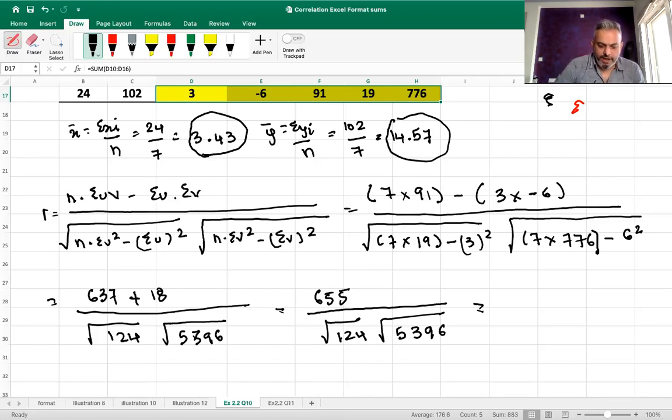Solve it. 5396 into 124, 669104, under root, divide into 655, which is equal to 0.8007. So directly now you can write 0.80 as the answer and the statement below.